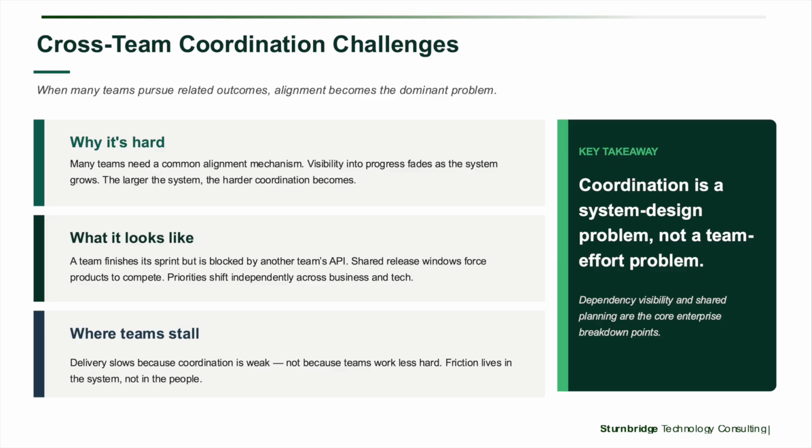When this happens, leaders sometimes respond by pushing teams harder. That rarely solves the issue. A delivery system with poor coordination does not become efficient because people work longer hours. It becomes efficient when alignment mechanisms improve.